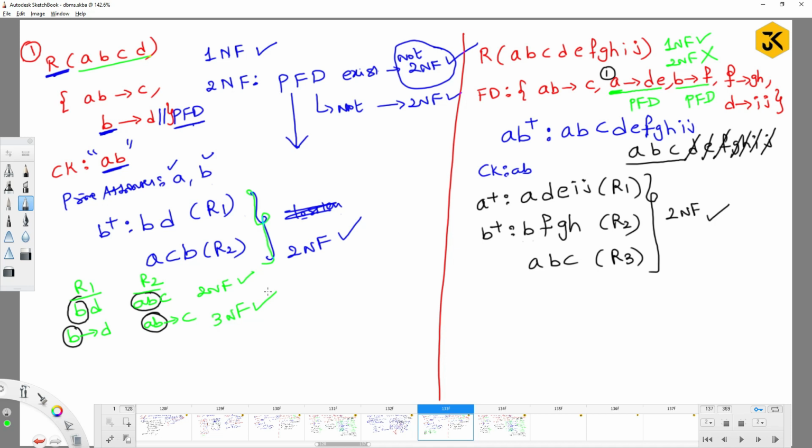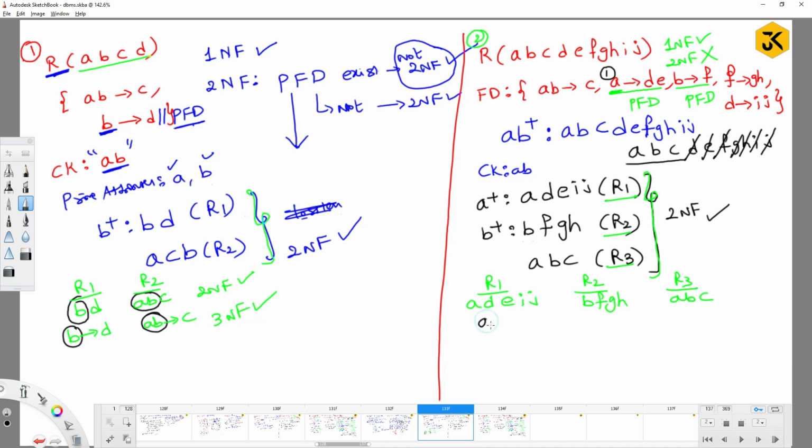Okay, now fine. To get more clarity, take this particular example. We have already calculated whether it is in 2NF or not. If it is in 2NF, there is no problem. As it is not in 2NF, we converted it into 2NF by making three relations R1, R2 and R3. R1 contains the attributes A, D, E, I, J, R2 contains the attributes B, F, G, H, and R3 contains the attributes A, B, C. Now to define whether it is in 3NF or not, you have to find out the various FDs possible. What might be the FDs possible here?